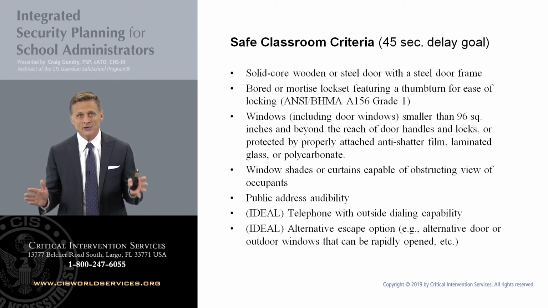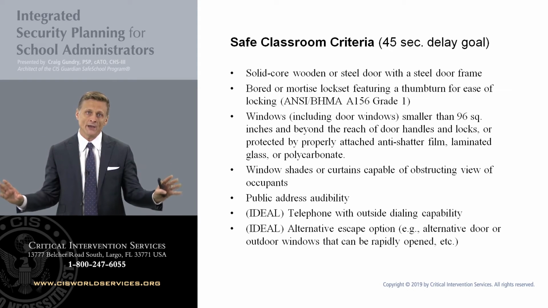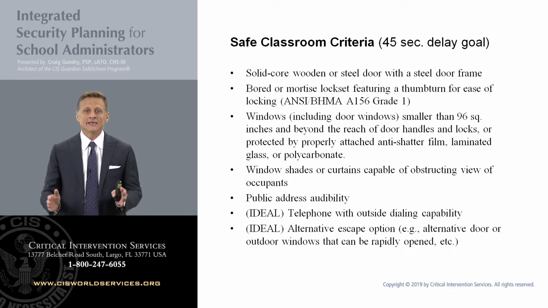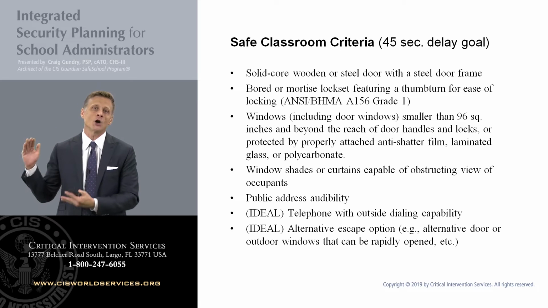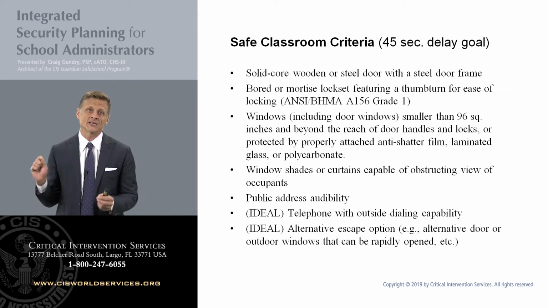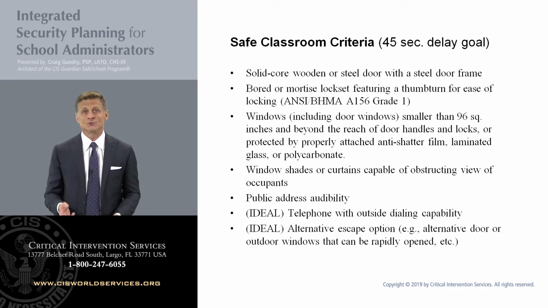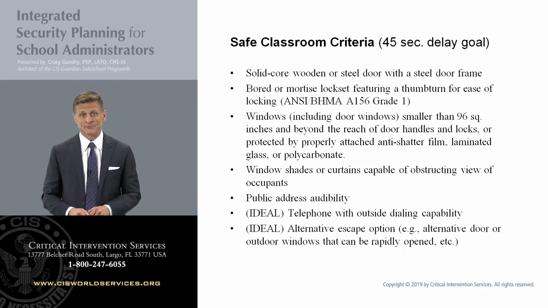If there are any windows adjacent to the classroom hallways or door vision panels, they should be smaller than 96 square inches and no wider than 1.5 inches and beyond the reach of door handles or locks. Or they should be upgraded with the use of polycarbonate, laminated glass, or anti-shatter film. There should be window shades available, or curtains, or at least cardboard cutouts with appropriate adhesive that can be easily applied to cover those vision panels. And they should ideally also, each room should have good public address system audibility.